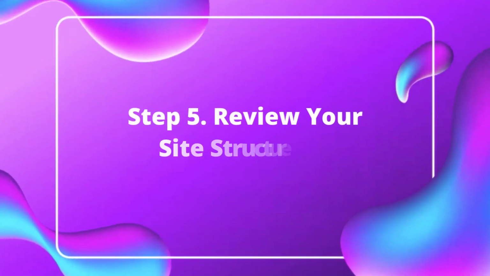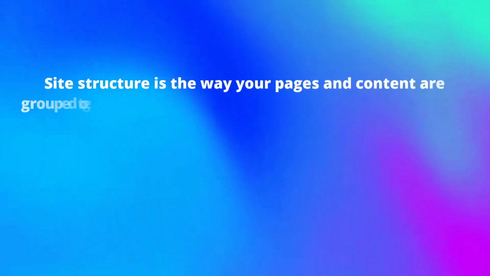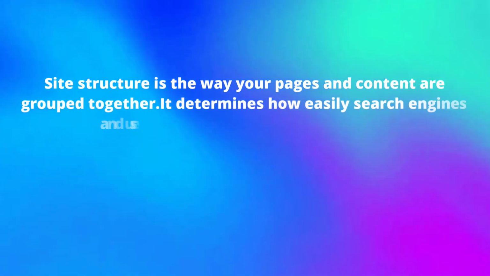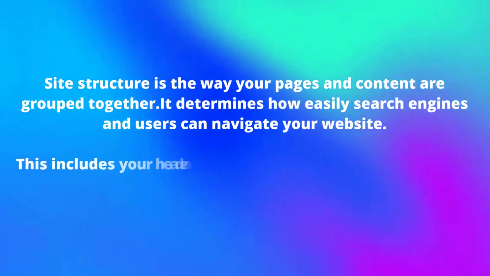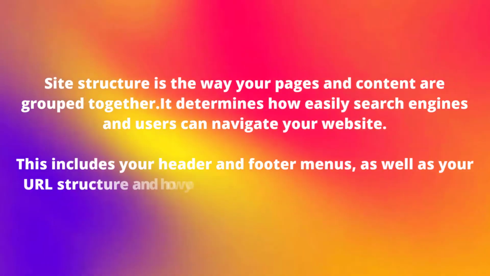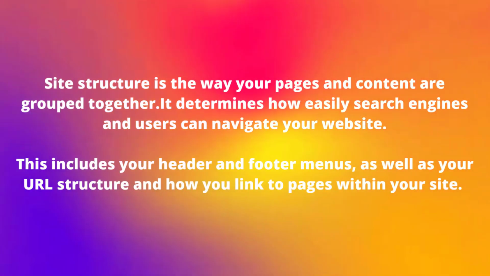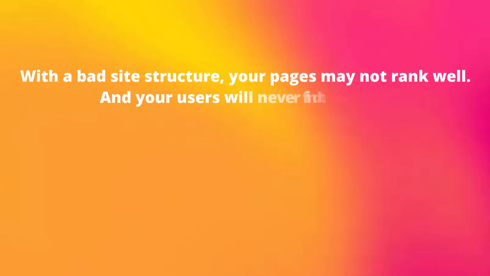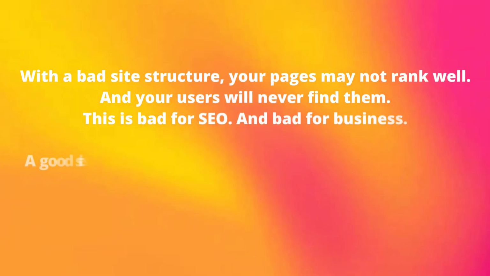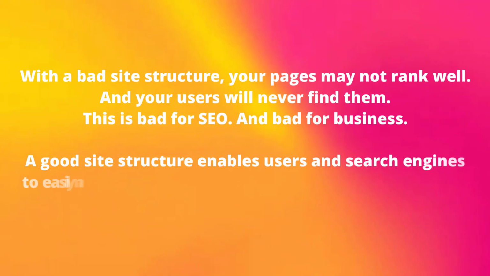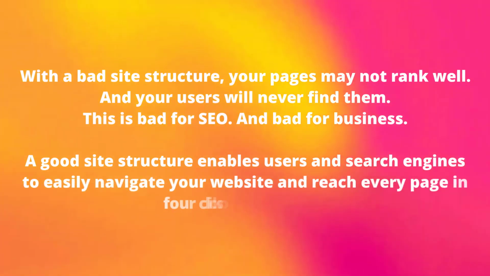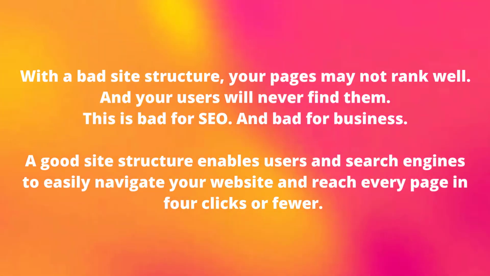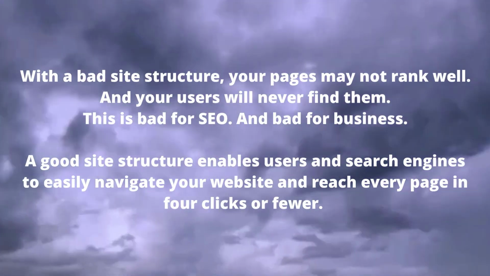Step number 5. Review your site structure. Site structure is the way your pages and content are grouped together. It determines how easily search engines and users can navigate your website. This includes your header and footer menus, as well as your URL structure and how you link to pages within your site. With a bad site structure, your pages may not rank well, and your users will never find them. This is bad for SEO and bad for business. A good site structure enables users and search engines to easily navigate your website and reach every page in 4 clicks or fewer.